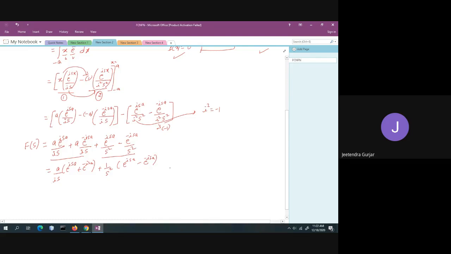So I will simplify. See, 1 upon i I can write like this. 1 upon i, I will multiply i and divide it by i. So this is going to become i.